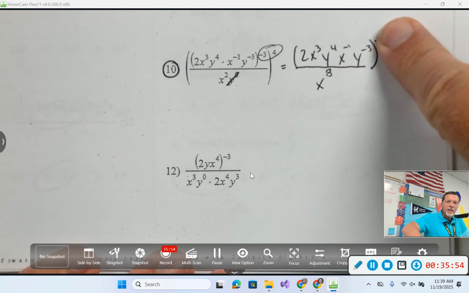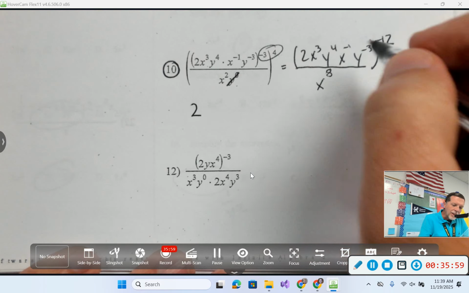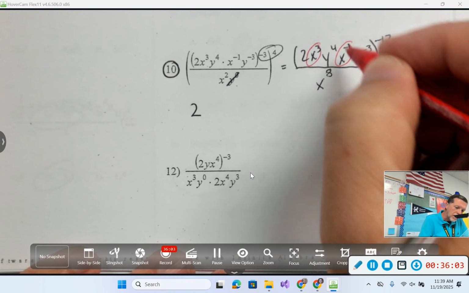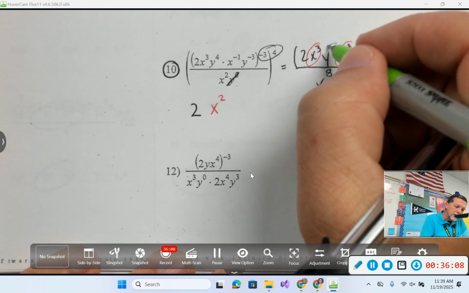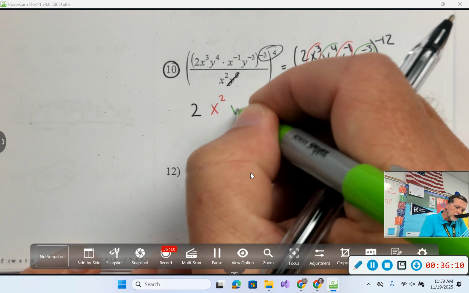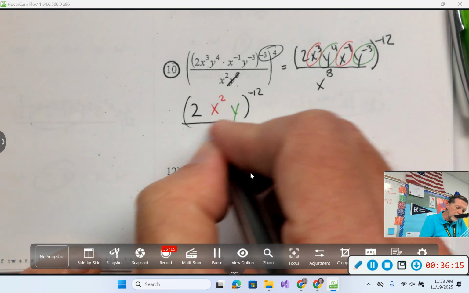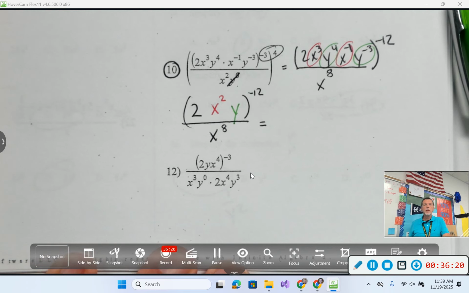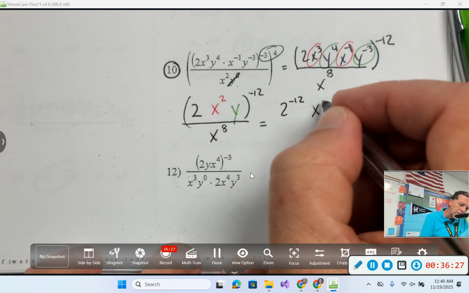So I'm not worried about the negative 12 yet. Can't do anything with the 2. When I say clean up, how am I going to clean up the x's? What are those x's going to become? 2. Squared. And when I say clean up the y's, it's going to be a y. And that's still to the negative 12, and it's still all over x to the 8th. Okay, now let's distribute the negative 12, because I don't know that we can do anything else at this point.